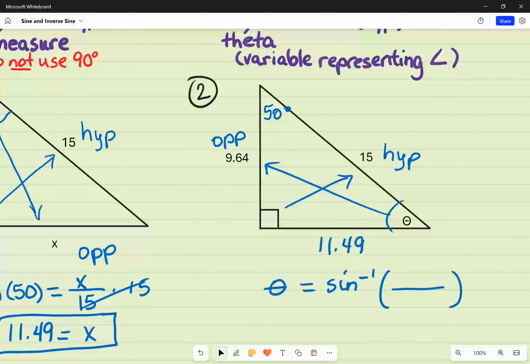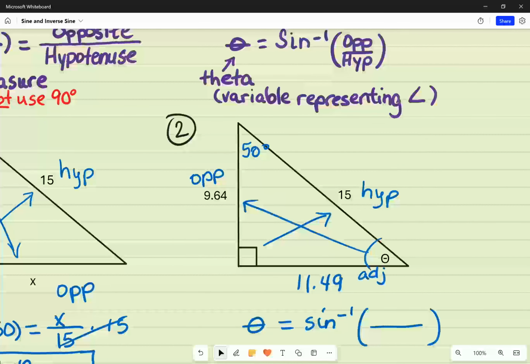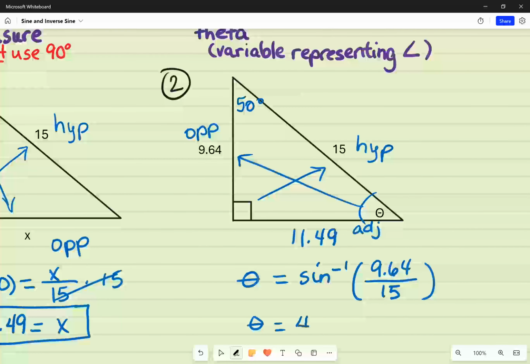And the side that's next to the angle that I'm working with is adjacent. So make sure that you label so you'll know how to fill in your formula. My formula says to place opposite in the numerator and hypotenuse in the denominator. So opposite is 9.64, hypotenuse is 15. And as I stated, once you put that in the calculator, it rounds to 40 degrees.